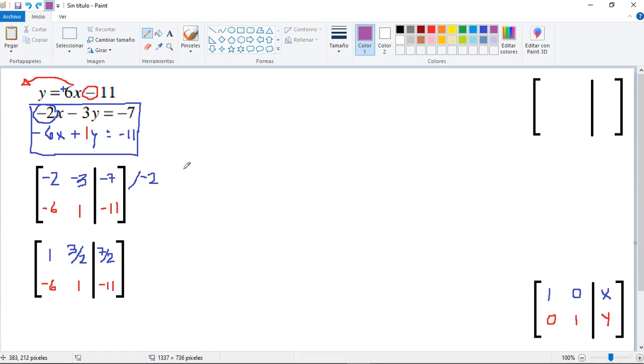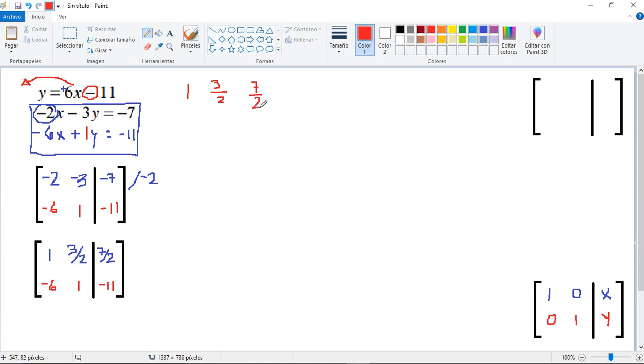Remember, here to convert into 1, we don't need to use the second row or the other row. We only need this row. But in this one, we're going to use both rows. Okay. So first, I am going to copy this row. Let me copy it. 1, 3 halves, and 7 halves.